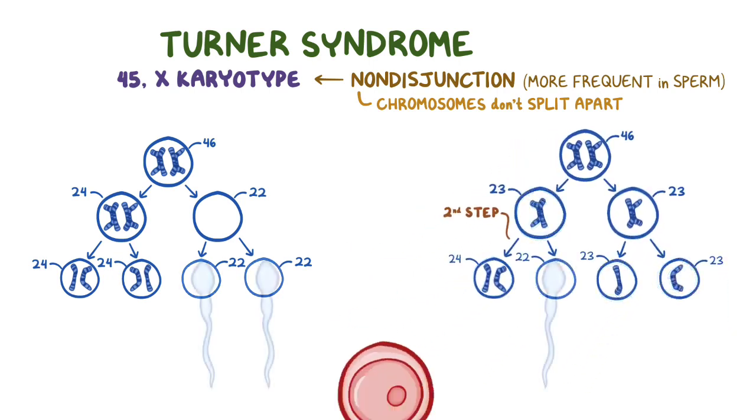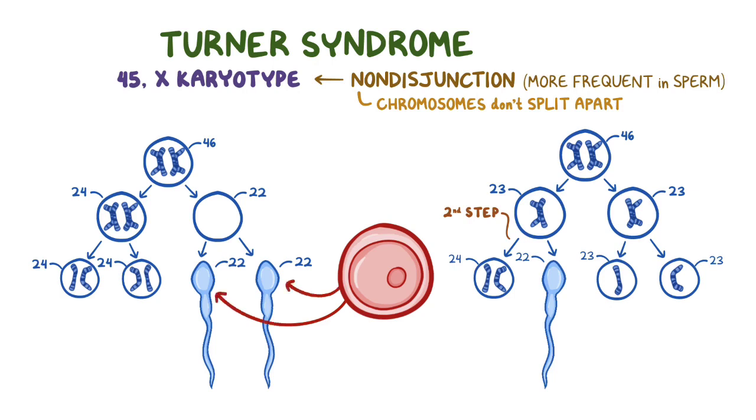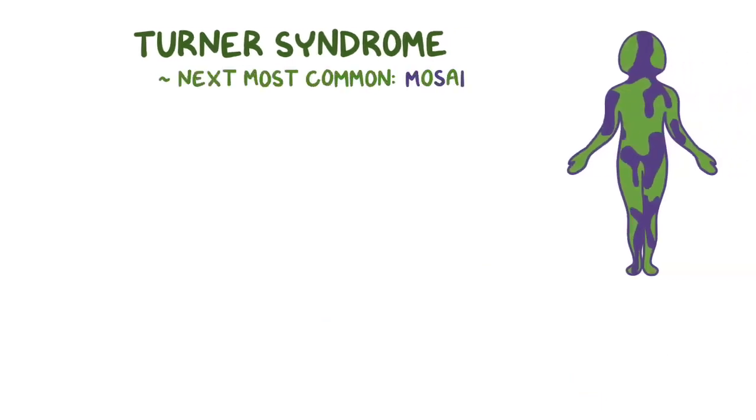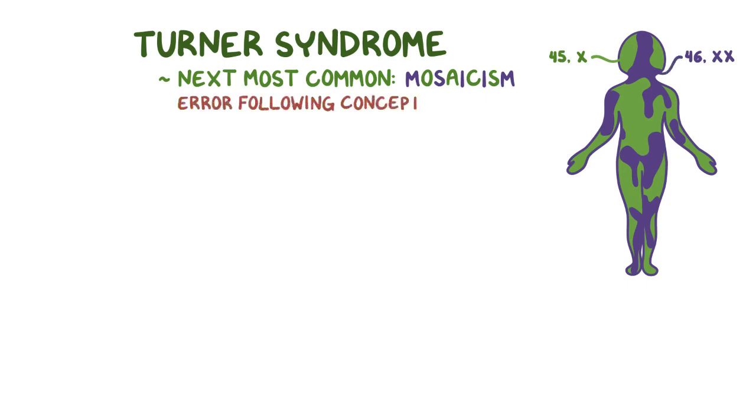Now, if an egg cell combines with any of these sperm cells that have the missing chromosome, then you get Turner syndrome. The next most common scenario is mosaicism, meaning that individuals have some cells in their body with the 45X karyotype and others with a 46XX karyotype. This happens because of an error following conception.